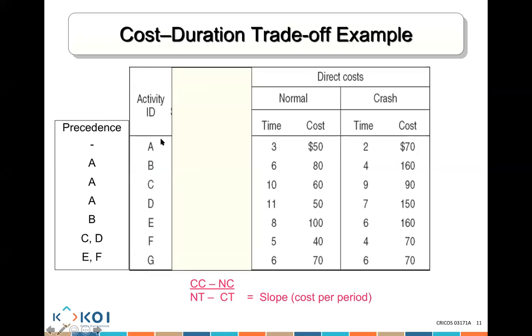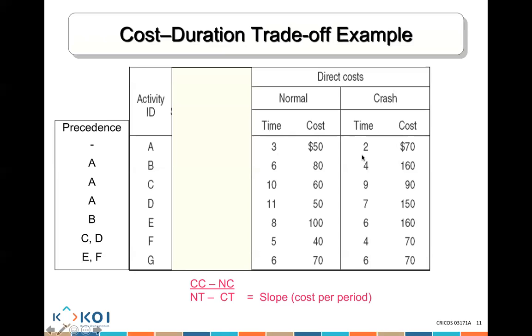For activity A, and please, it's very important you understand this now. For activity A, I could finish it normally in 3 days. And if I finish it in 3 days, it's going to cost me $50. But if I want to finish that job quicker, I can also do that. How do I finish it quicker? Well, I could finish it quicker by crashing the activity. How do I crash it? Well, instead of finishing the task in 3 days, I'll finish it in 2 days.